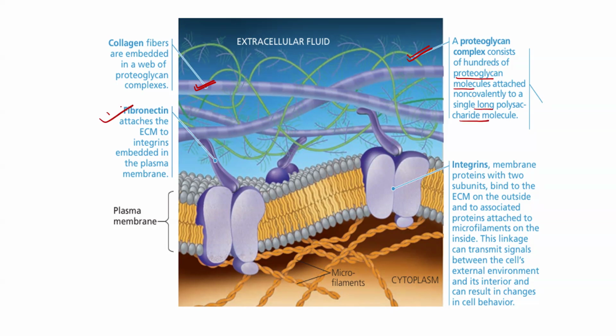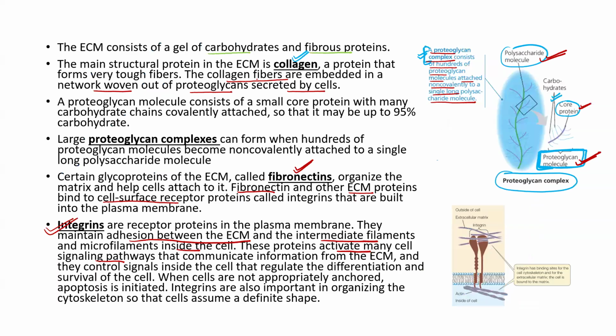Now, fibronectin is the one which attaches the extracellular matrix to the integrin. This is the integrin protein, and it has two subunits. Because of the two subunits, it can bind with the extracellular matrix, and it can bind to the microfilaments present on the cytosol side. So I hope in this video you have understood how the extracellular matrix is important for the animal cell. Is it clear? Just once again, see and understand this diagram, all these topics. I hope this video might be helpful for you.